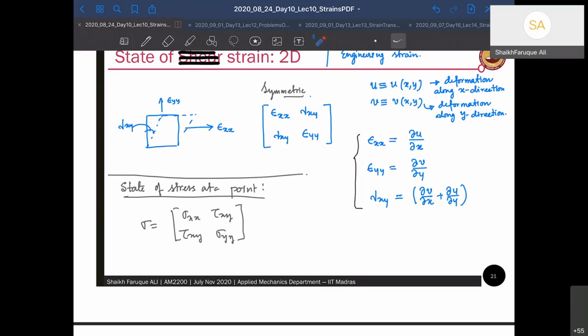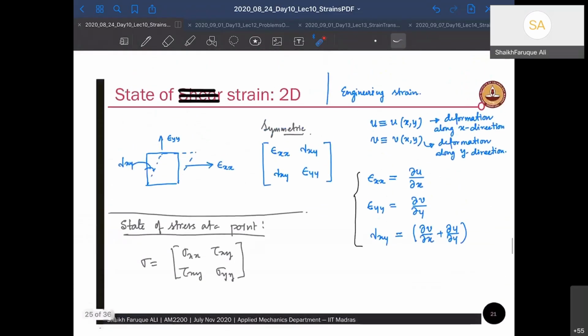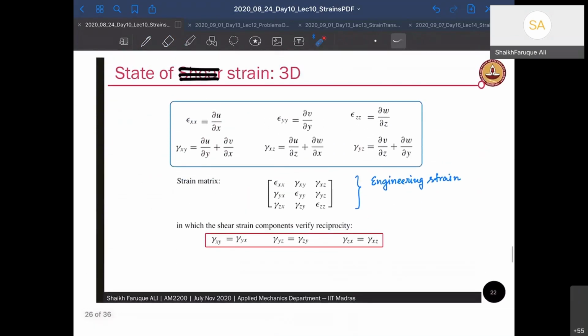Right. Now, there are two things to understand. This is called engineering strain. Please note, this is called engineering strain. There is something else, tensorial strain, which we'll discuss after this. So gamma xy is called engineering strain because engineers use it most of the time. And this is the formulation for a 3D strain. The same thing is extended for 3D. So epsilon xx is del u by del x, epsilon yy is del v by del y, epsilon zz is del w by del z, where w is the deformation along z direction.